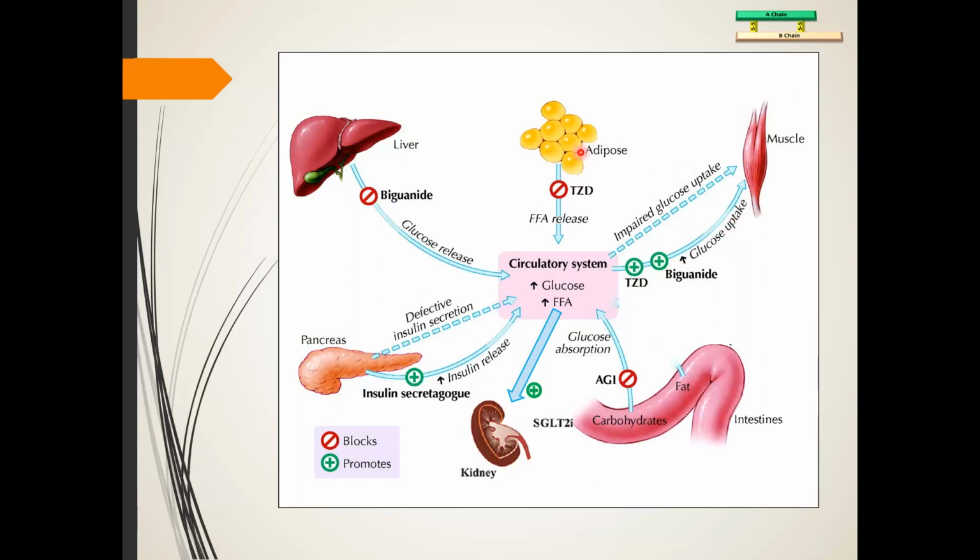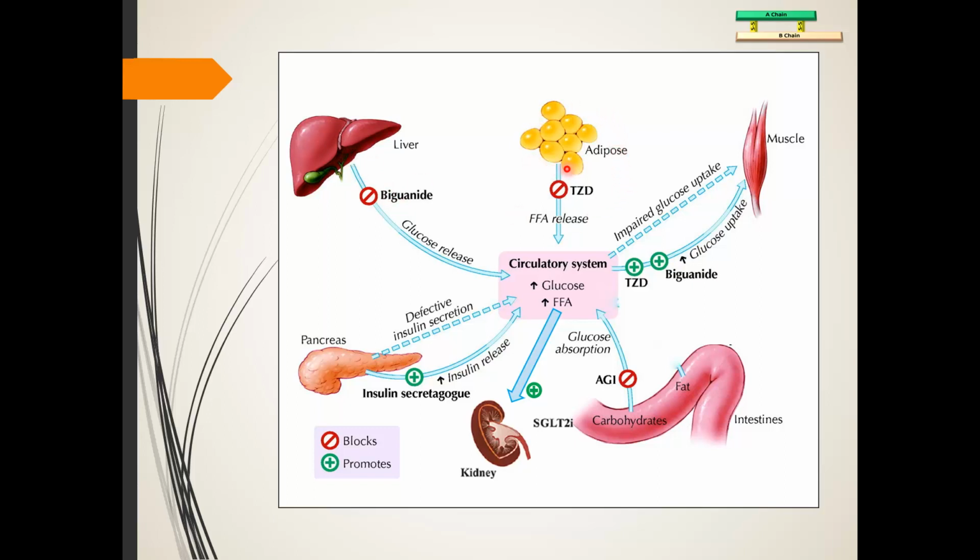Now, at a glance, this slide shows the different drugs' mechanism of action. So this is the circulatory system, and suppose there is increased glucose and increased free fatty acid, and our motto for diabetes mellitus management is to decrease the level of glucose here. So how do different drugs act? First, the biguanides, that is metformin. It inhibits the production of glucose by gluconeogenesis from the liver.